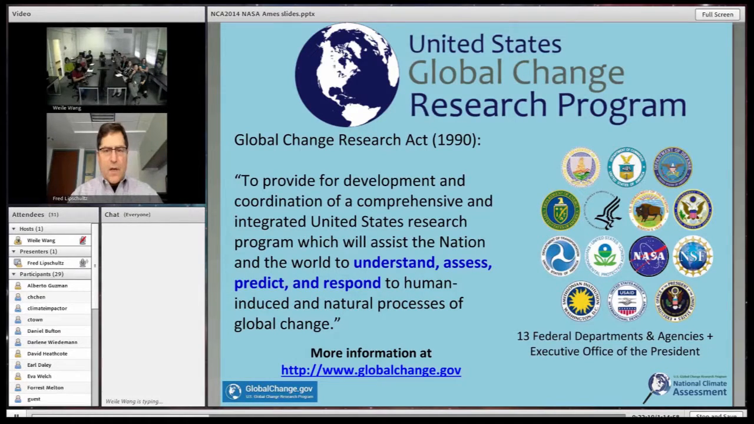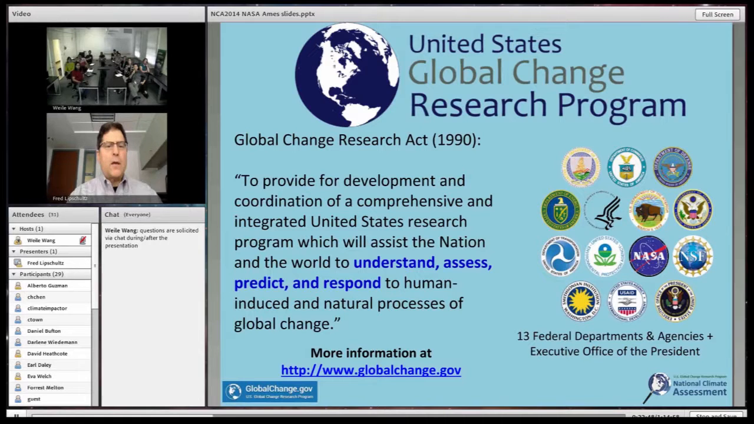So I work at the U.S. Global Change Research Program, and it is a consortium of 13 federal agencies. You can see their logos on the right side of the screen. And it's led by the Executive Office of the President, the Office of Science and Technology Policy, and it was chartered in the Global Research Act in 1990, so almost 25 years ago now.